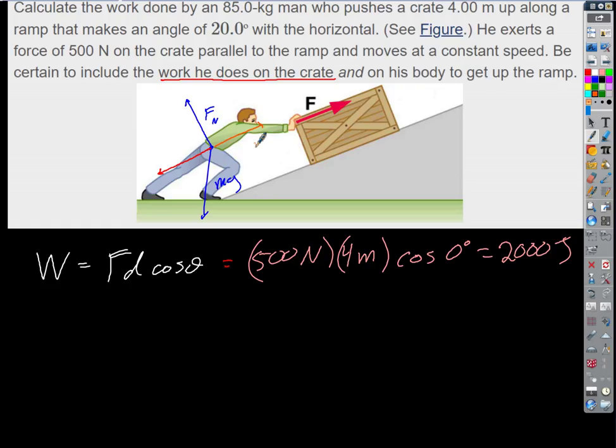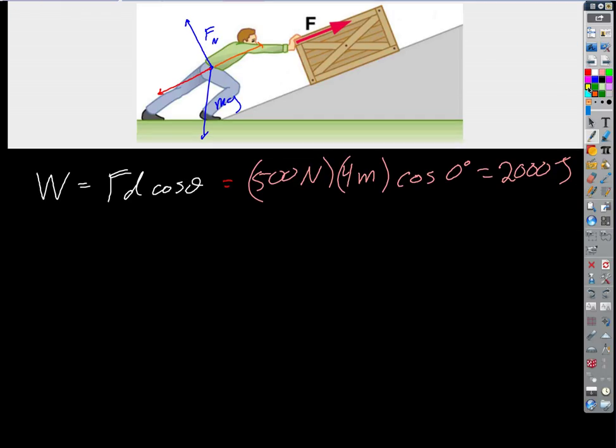Okay, let me ask you this. How much work is done on the man due to the crate? 500. How much work is done? Negative 2,000. That's exactly it, negative 2,000 joules. That's exactly it. How come? Look at our definition of work. The force acting due to the crate is 500 newtons, right? What's the displacement? 4 meters.